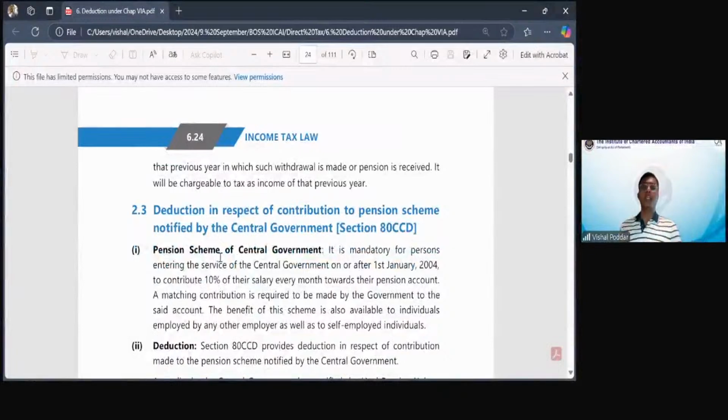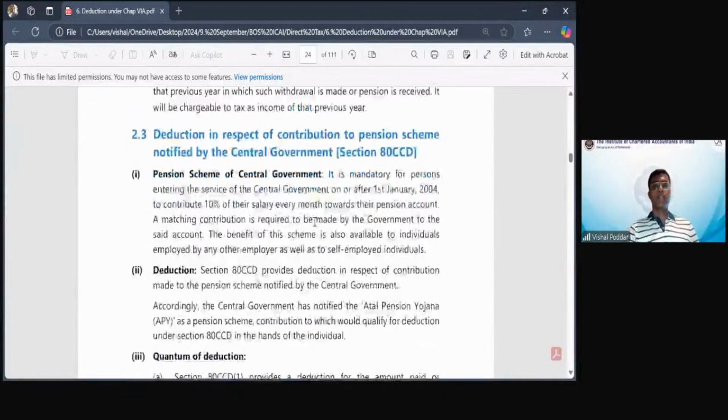And then comes 80CCD. This is very easy to remember because we all are well versed with CCD, Cafe Coffee Day, right? So you can go there, chit chat, enjoy. So 80CCD is the pension plan which is set up by the government, and originally it was for central government employees. Later on it was opened to all employees. Today it is open to everyone.